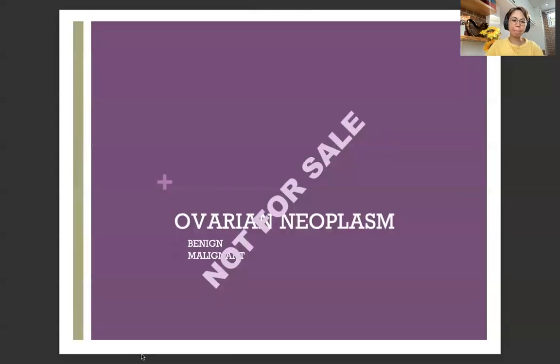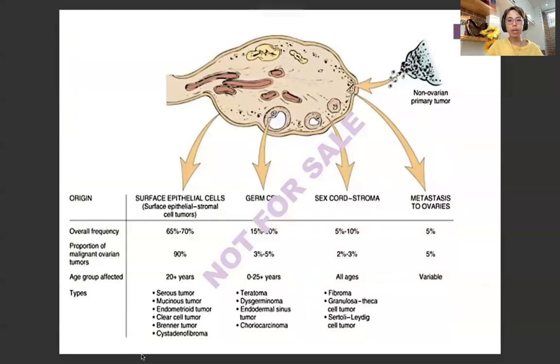Ovarian neoplasm. If ovarian cysts are purely benign, ovarian neoplasm can either be benign or malignant. Again, anatomy. Where does this come from? Does this come from the surface epithelial cells? Does this come from the germ cell? Or does this come from the stroma, or the sex cord stroma, or it can be a metastasis from other sites.